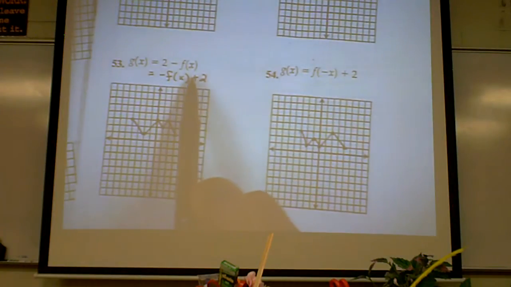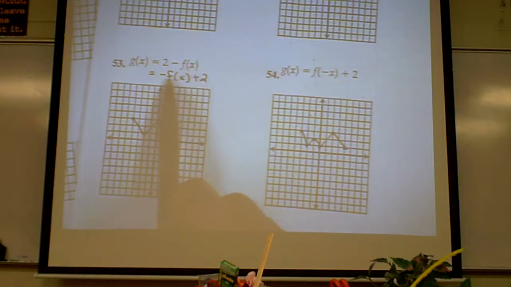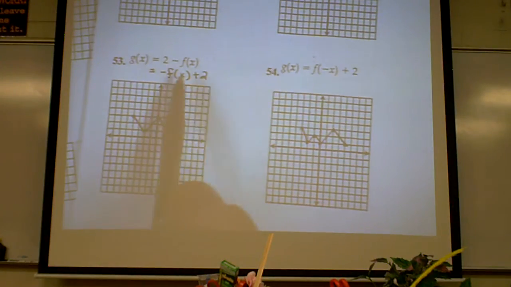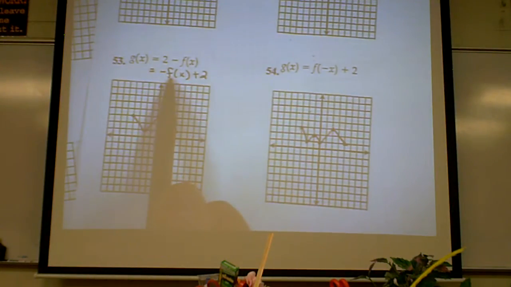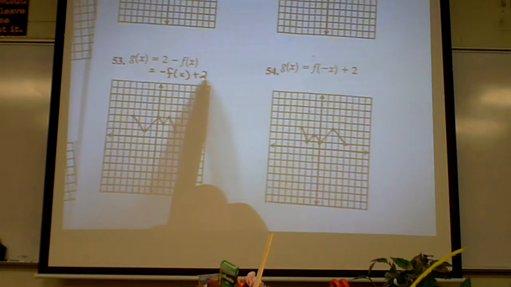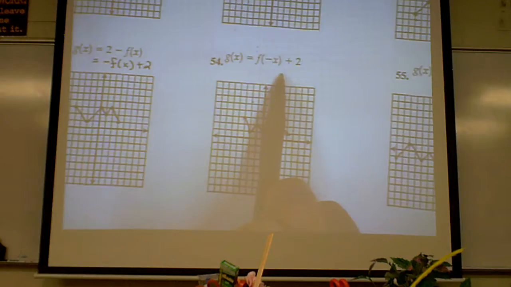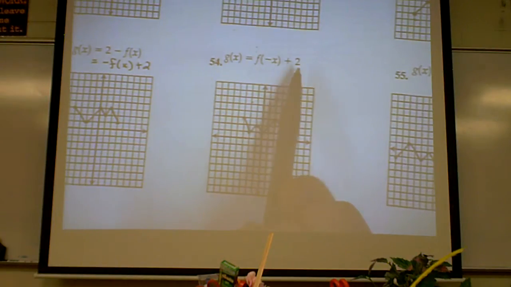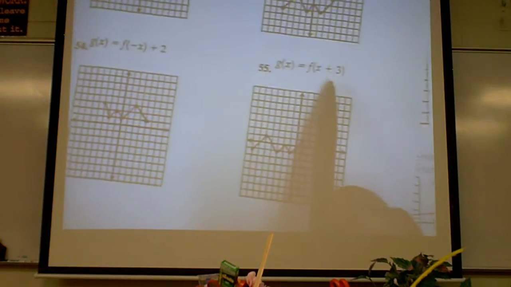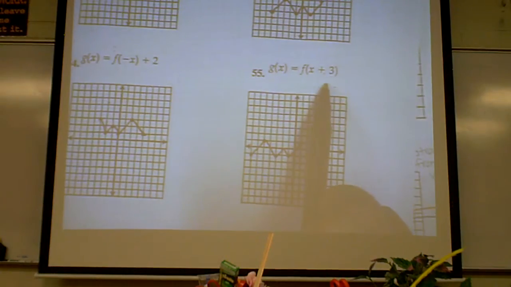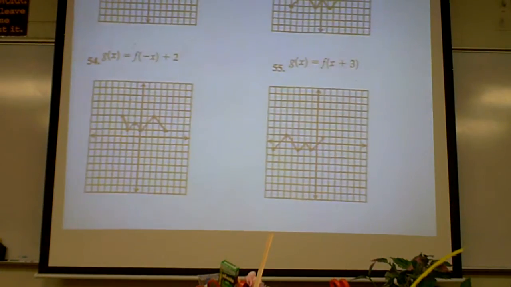I would rewrite this one as -f of x and then +2. Multiply y values by negative and then add 2 to the y values. What would this mean? Multiply x values by negative and then add 2 to the y's. Yep, and this last one, subtract 3 from the x values.